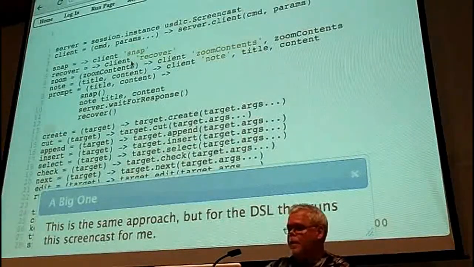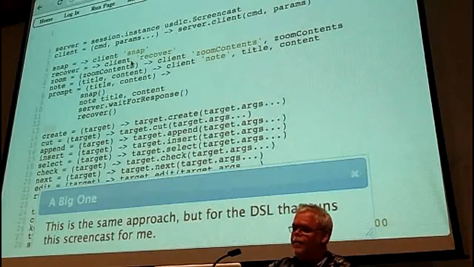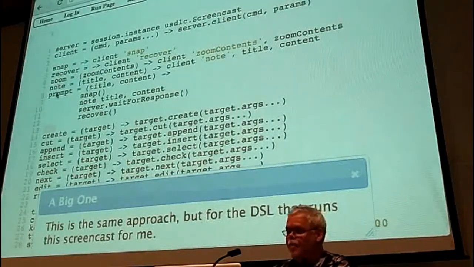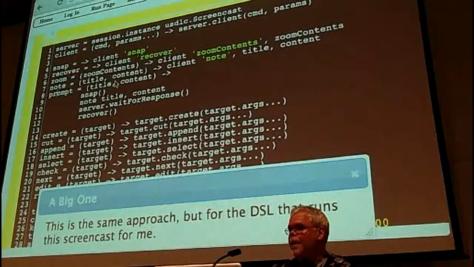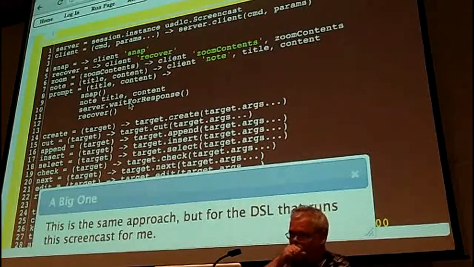So here's one in CoffeeScript. This is that DSL definition file. That your people who use the DSL don't need to see, but it needs to be there to do things like prompt. There's the prompt call we talked about. It has title, it has content. It records where you are, then puts up the note, and then waits for a server response. In other words, me pressing escape.